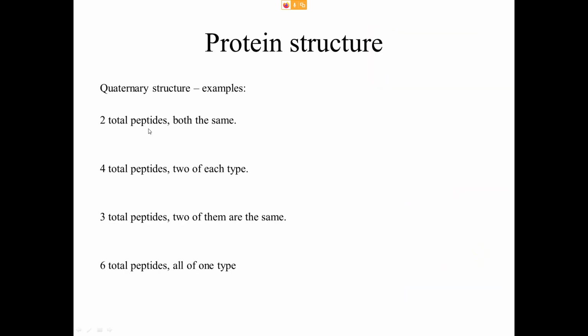I have 2 total peptides, and they're identical to each other. What would you call that? It does have quaternary structure because this is greater than 1, but it has 2, so what would you call it if it has 2 total peptides? Dimer? It'd be a dimer. Excellent. And they're both the same, so be more specific about dimer. How would I indicate they're the same? What's the prefix for same? Homodimer? It's a homodimer, exactly. So we call that one a homodimer.